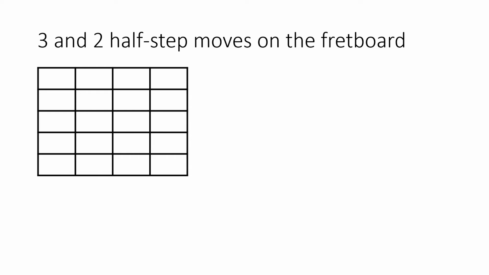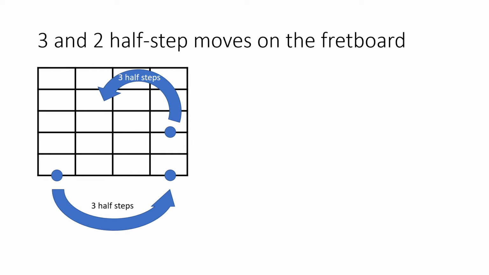So we draw ourselves a fretboard and we start with a note. Well, clearly we can move up 3 half steps simply by moving up the fretboard 3 half steps, 3 frets. But another way of doing it is to move up a string and then down the fretboard 2 frets. This is also a 3 half step move. 2 simple ways to move 3 half steps.